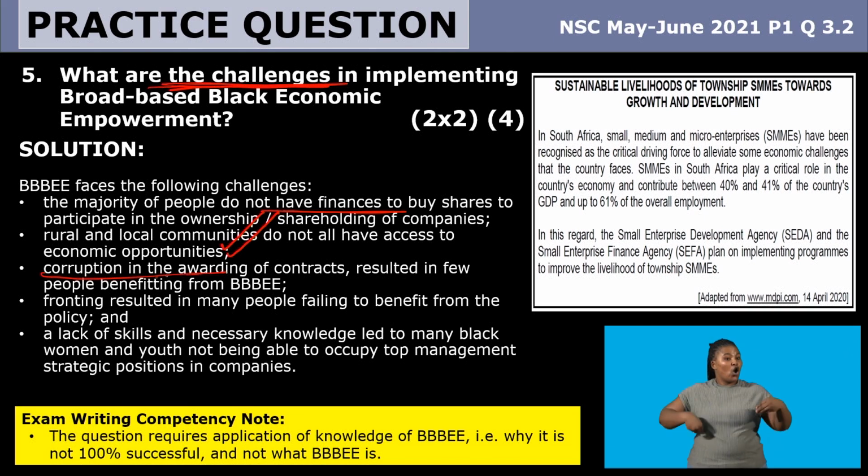Corruption is another challenge in the awarding of contracts, resulting in few people benefiting from BBBEE. Funding as well resulted in many people failing to benefit from the policy. And lastly, lack of skills and necessary knowledge led to many Black women and youth not being able to occupy top management strategic positions in companies. So those are some of the challenges that are faced when it comes to the implementation of the BBBEE in the country.